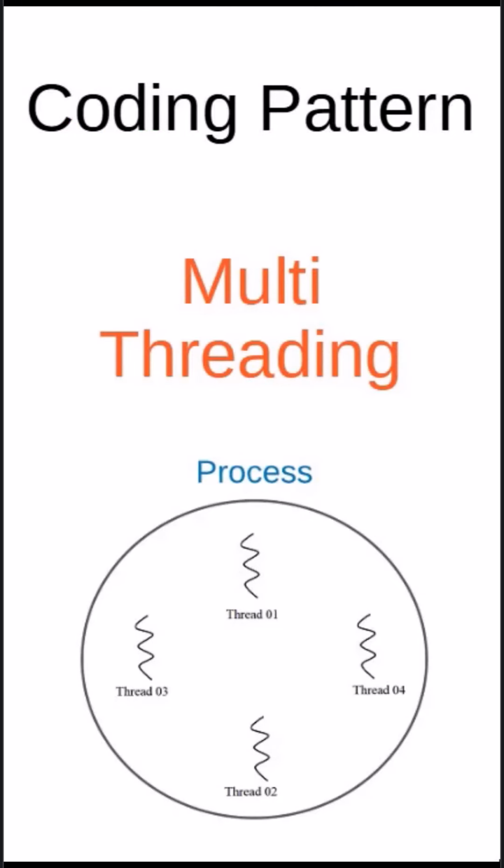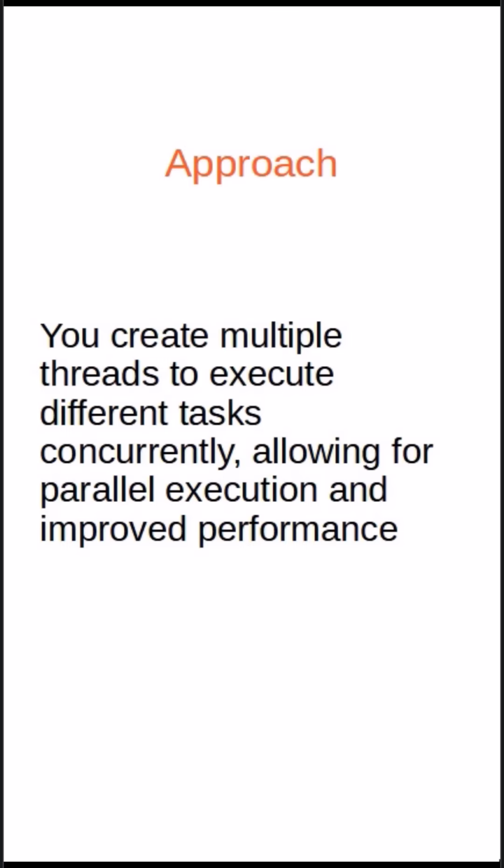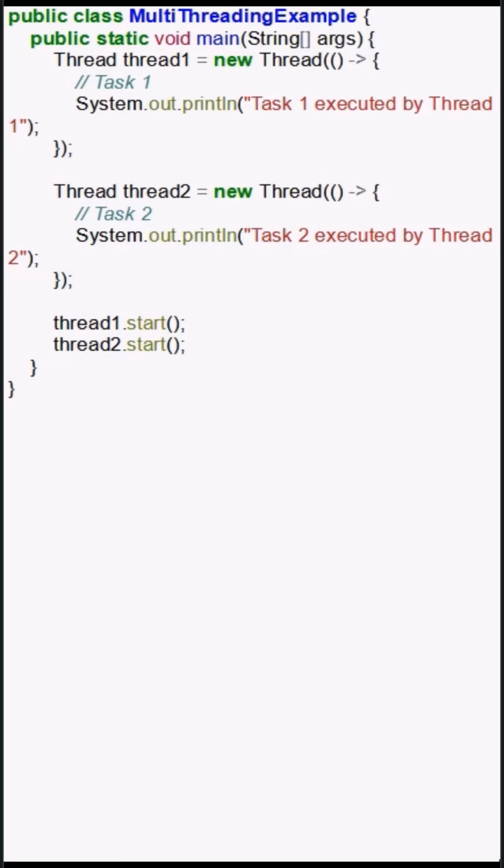Let us explore the multi-threading pattern, a technique for improving program performance by executing multiple tasks concurrently using threads. So how does it work? You create multiple threads to execute different tasks concurrently, allowing them parallel execution to improve performance. So in this Java code, we use multi-threading to execute two tasks concurrently using separate threads. Stay tuned for more coding tips.